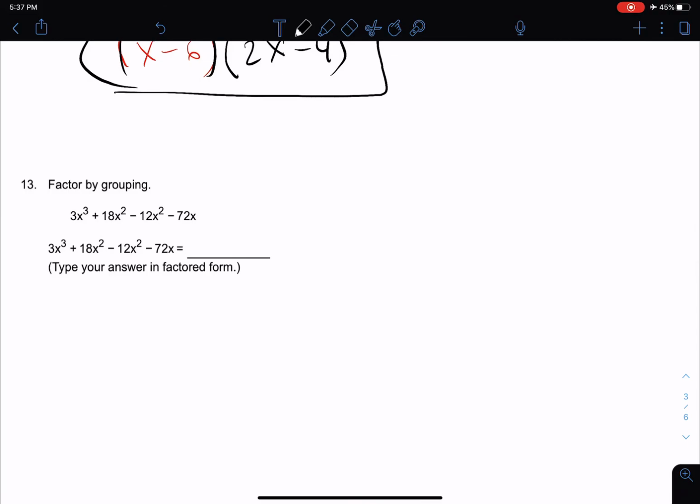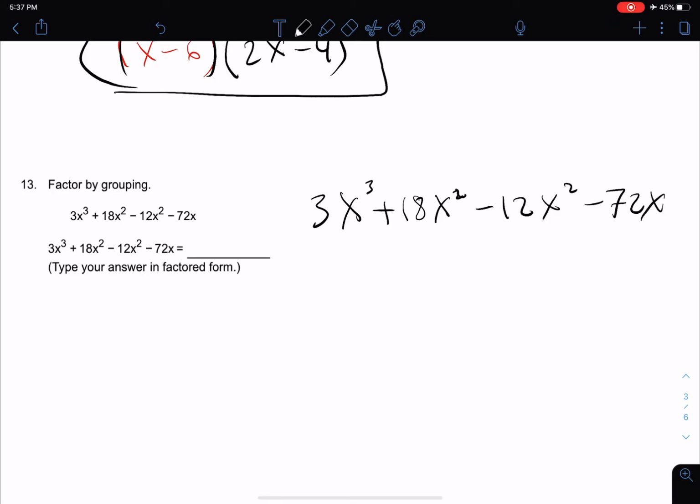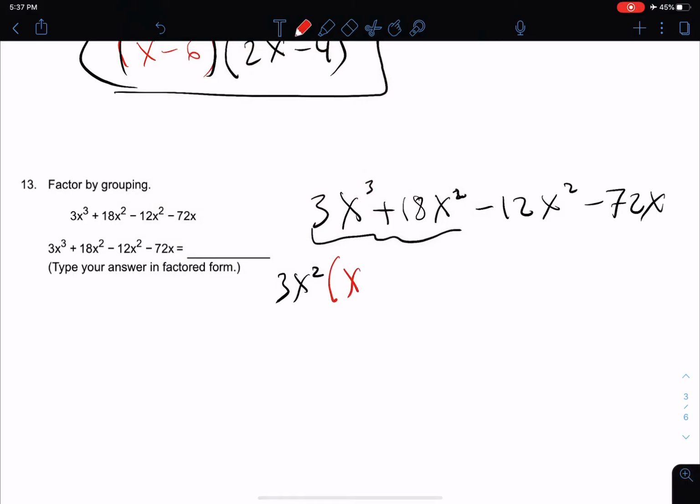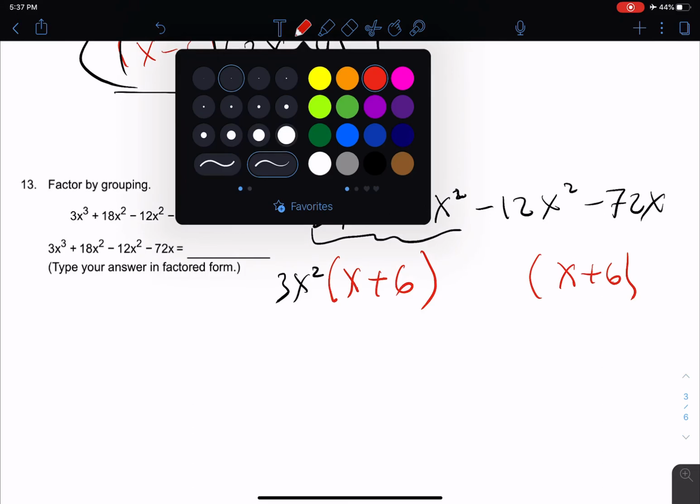Factor by grouping, keep it going. This is 3x cubed plus 18x squared minus 12x squared minus 72x. Let's look at the first two terms. I'm seeing that 3 is common and x squared is common. So what is left in the parentheses must be x plus 6, since 3 times 6 is 18, and we already have x squared. In order for this to work, I must factor it down to that common factor, and let's see if I can do that.